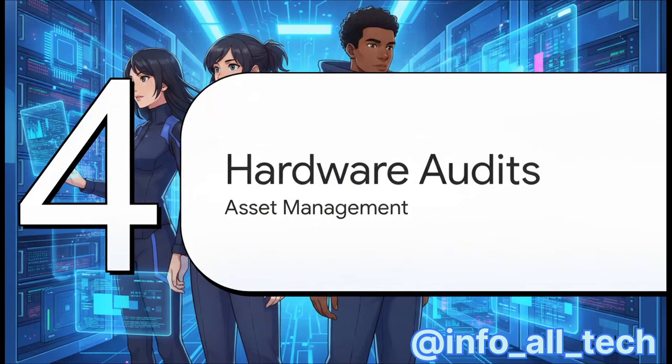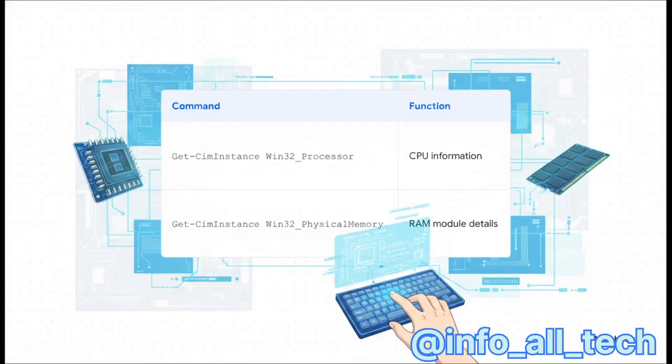All right, Section 4, Hardware Audits, focusing on asset management right at the source. Bypassing the graphical user interface entirely gives us some truly incredible speed. Instead of manually clicking through endless menus, your team can just run these direct Common Information Model, or CIM, queries. Get-CimInstance Win32_Processor and Win32_PhysicalMemory let you audit CPU information and RAM module details instantly, say, during a hardware refresh assessment. It's raw, unarguable data pulled straight from the motherboard.